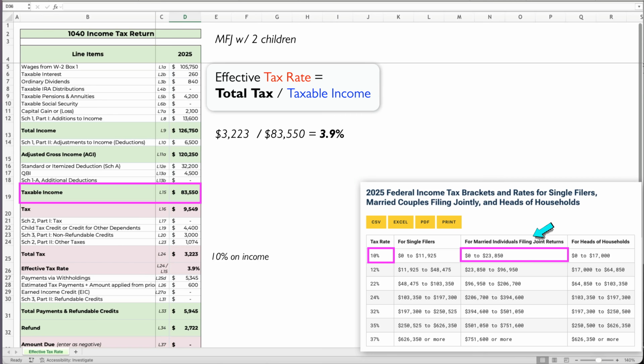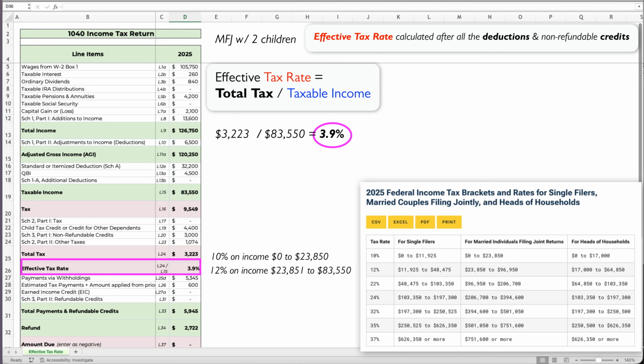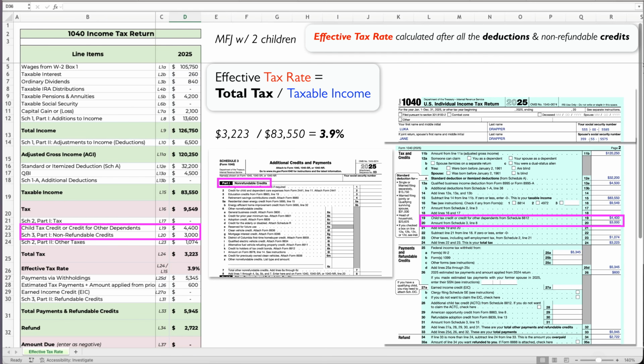The taxable income from 0 to $23,850 is taxed at 10%, and the income from $23,851 to $83,550 is taxed at 12%. You are not actually taxed 12% on all your income, but rather the effective tax rate is 3.9% in this example. The non-refundable credits made a huge difference for this married filing jointly couple.